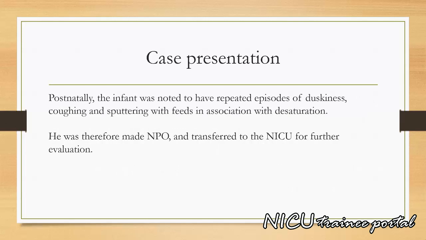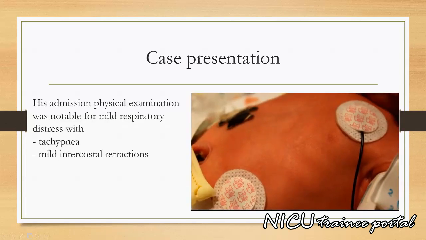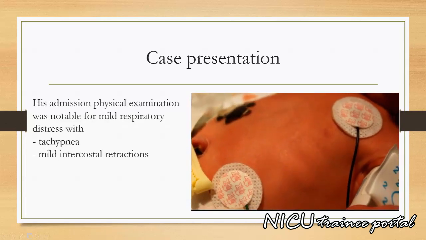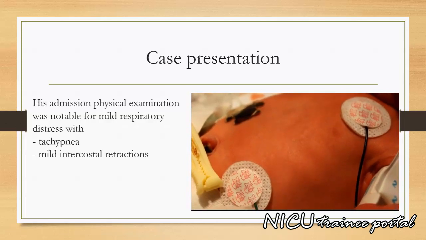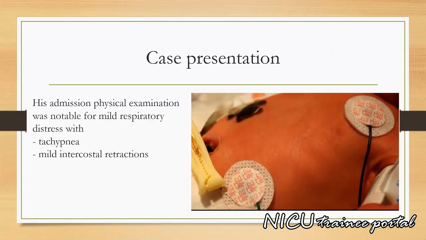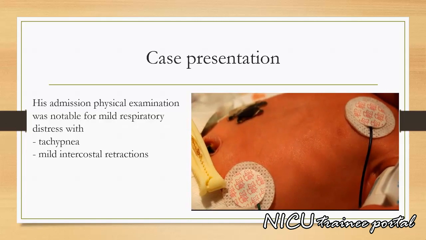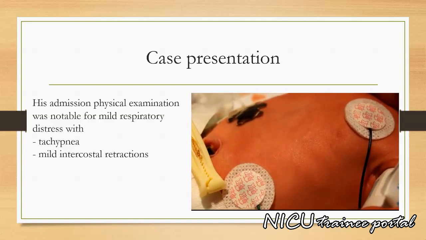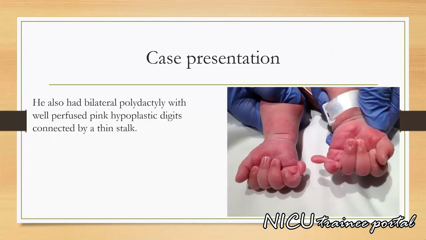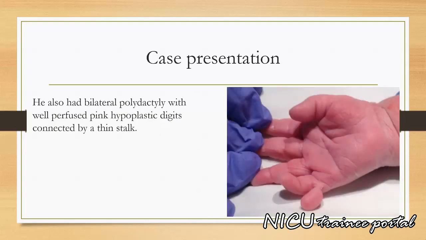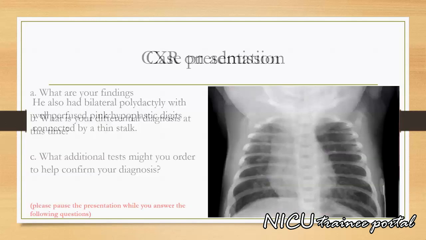Postnatally, the infant was noted to have repeated episodes of duskiness, coughing and sputtering with feeds in association with desaturation. He was therefore made NPO and transferred to the NICU for further evaluation. His admission physical examination was notable for mild respiratory distress with tachypnea and mild intercostal retractions. He also had bilateral polydactyly with well-perfused pink hypoplastic digits connected by a thin stalk.